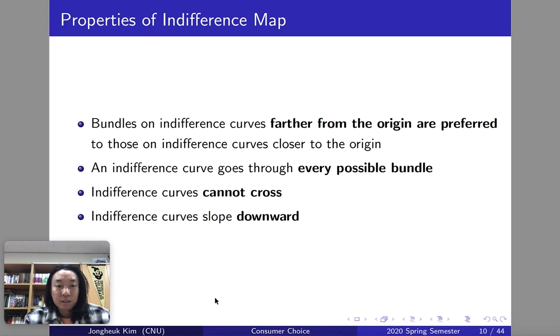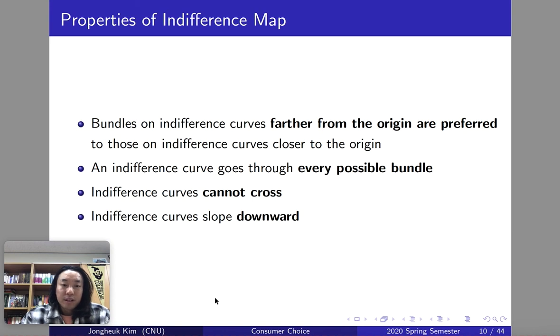And the third and fourth characteristics are extremely important, so you should definitely understand those two things. First, indifference curves cannot cross each other, because if you have crossing indifference curves, one of the three properties will be violated. It is your homework. You can test the crossing indifference curves and see which characteristic is violated.